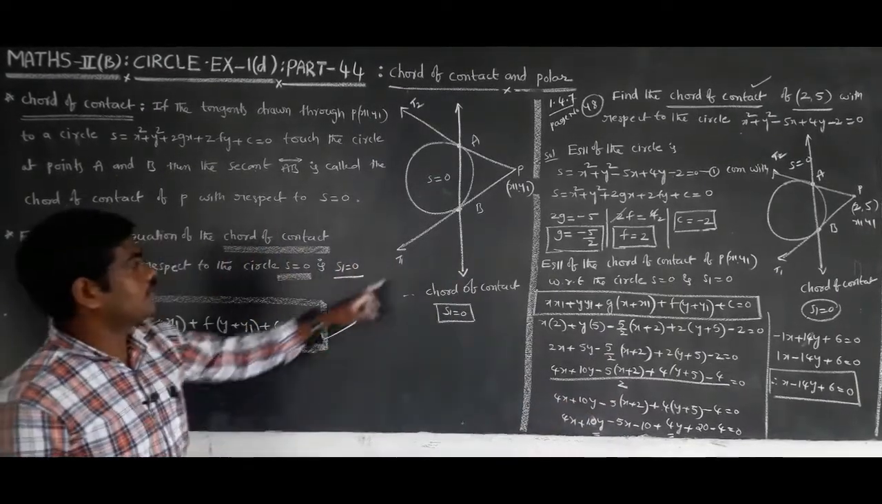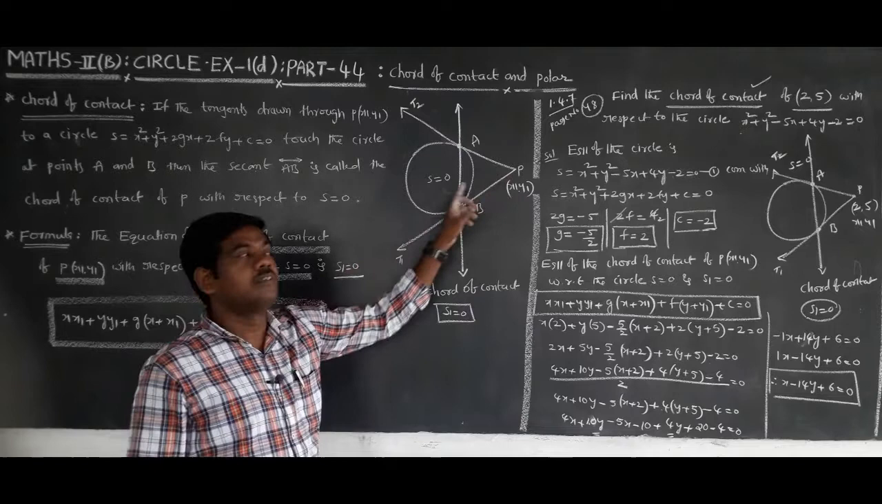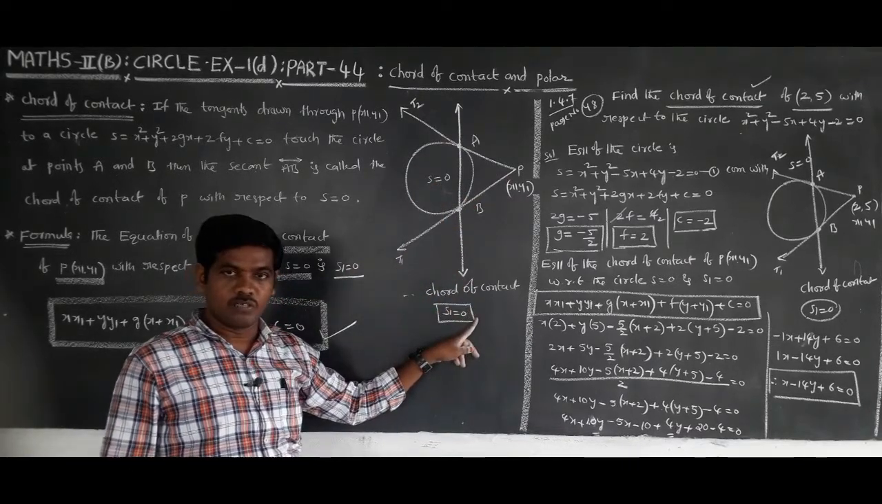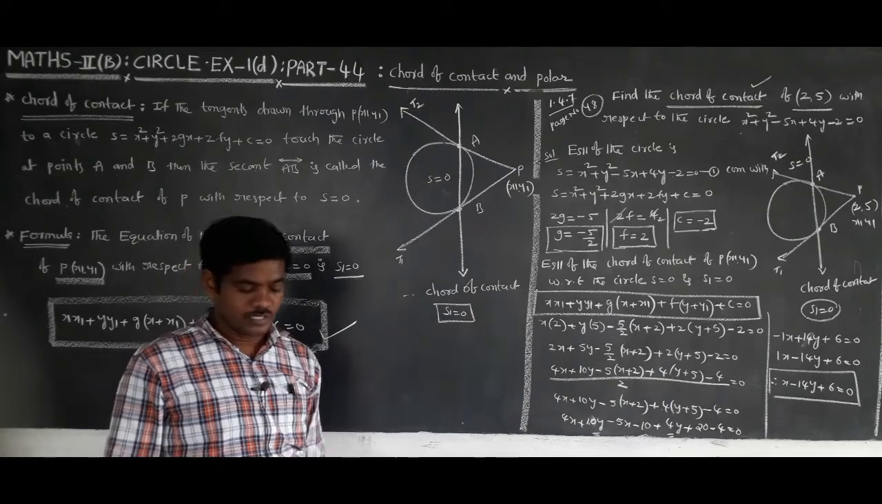The equation of the chord of contact of P(x1, y1) with respect to the circle S = 0 is S1 = 0.